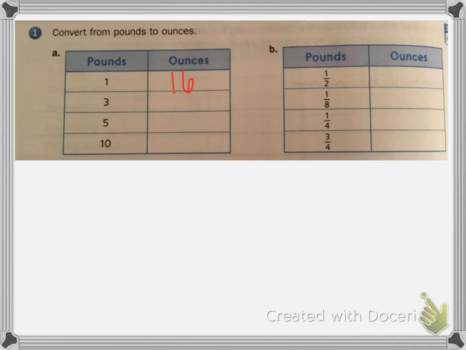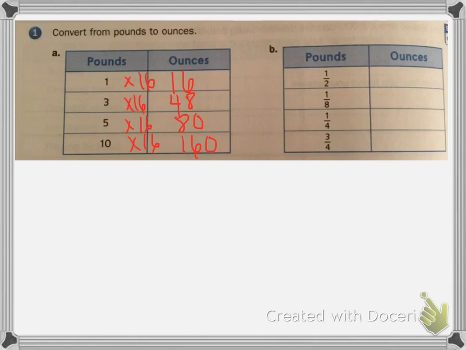What I want you to do is pause this video and try the first box, 1A. All right, so this is a review. Remember, whenever you're going from pounds to ounces, to get from 1 to 16, we go times 16. So 3 times 16, you're doing that on a separate sheet of paper, that would give you 48. 5 times 16, you should have gotten 80. And 10 times 16 would give you 160.